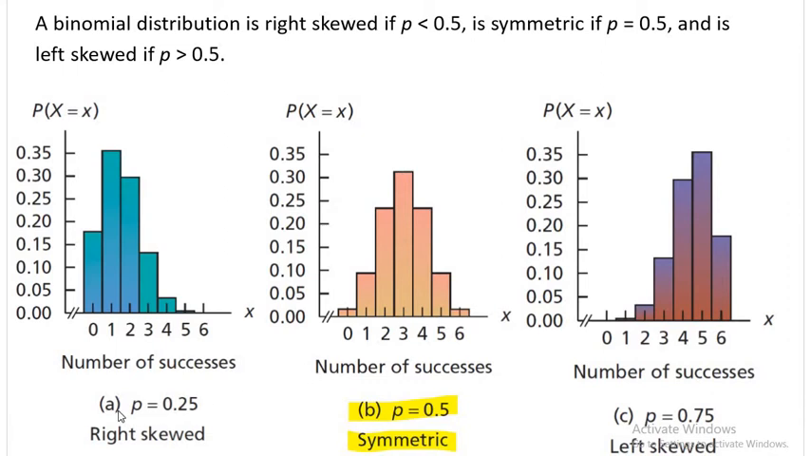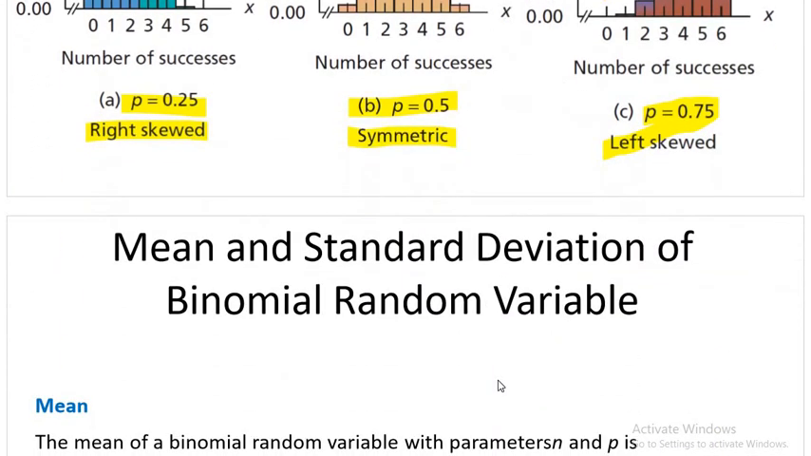If your p is less than 0.5, then it will have a right tail, so it is positively skewed. You see, right skewed. And if you have p greater than 0.5, it will be left skewed. So you have a left tail here. You see, there is a left tail here, and here it is a right tail. A little bit of tail on the right, but here no tails, exactly symmetric. So the shape of the binomial distribution will depend on the probability of success p.